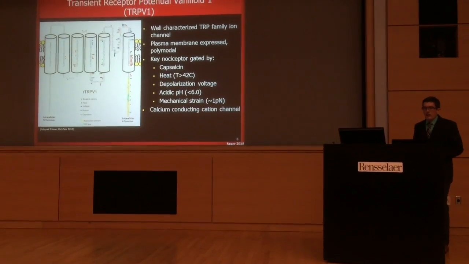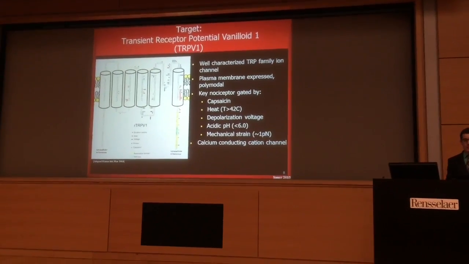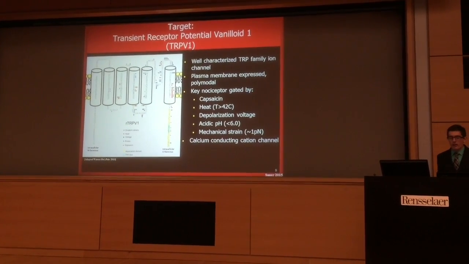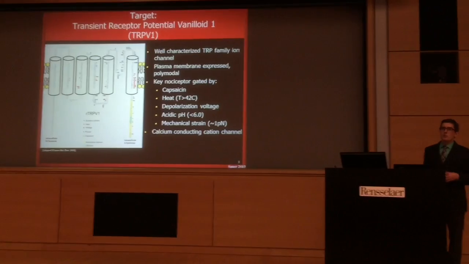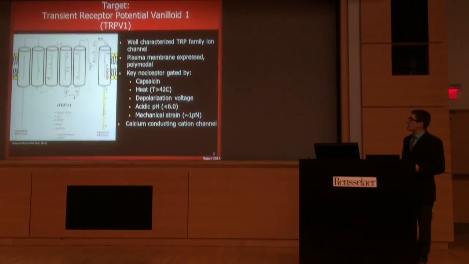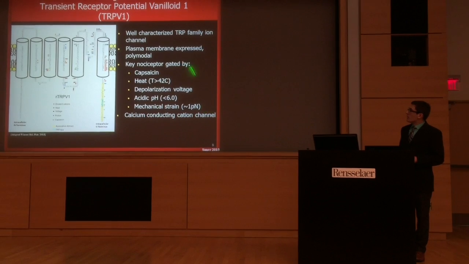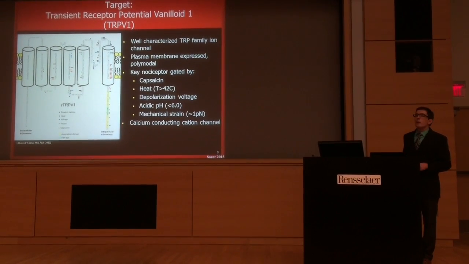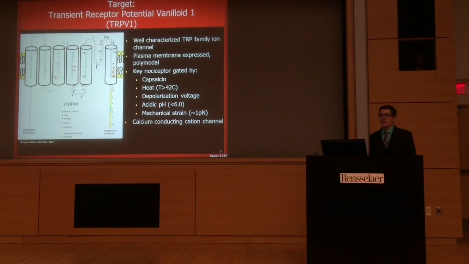For our target, we have an ion channel that's expressed in the cell membrane called Transient Receptor Potential Vanilloid, or TRPV1 ion channel. It's a fantastic protein. It's well characterized, well studied. First discovered in '95, there's been over 1,000 papers on it. Expressed in the membrane, and it's polymodal. And what polymodal means is that many different things can activate it.